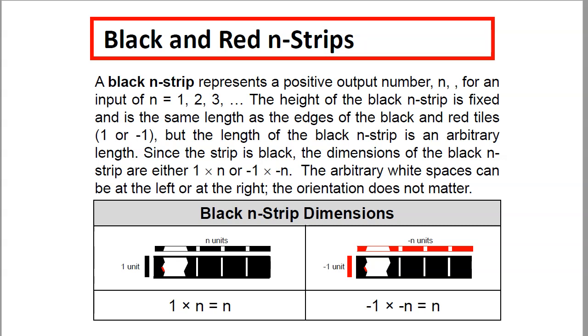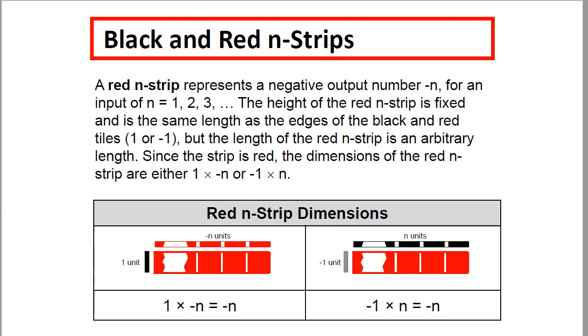The arbitrary white space can be at the left or at the right. The orientation doesn't matter. In fact, we'll see vertical representations of these strips as well. So you can see in the diagrams that the black strip is either 1 times n or -1 times -n when we look at the edge dimensions. It's our variable piece.